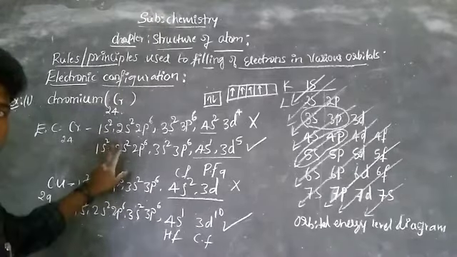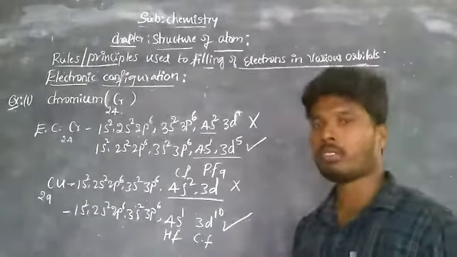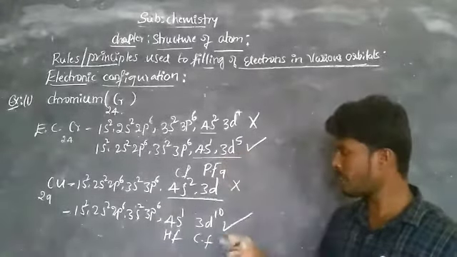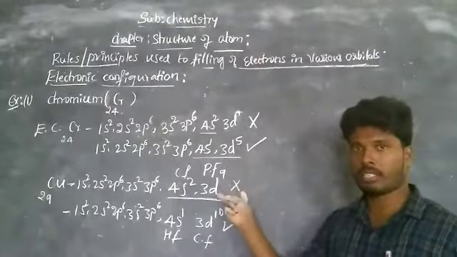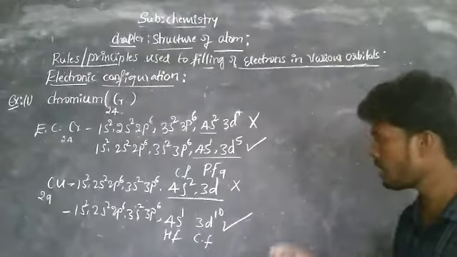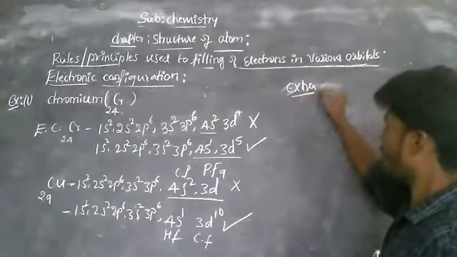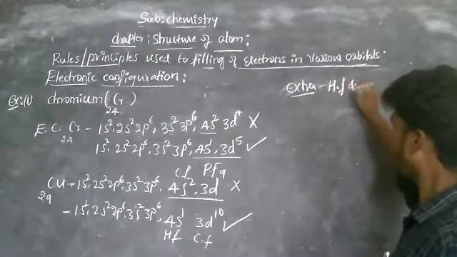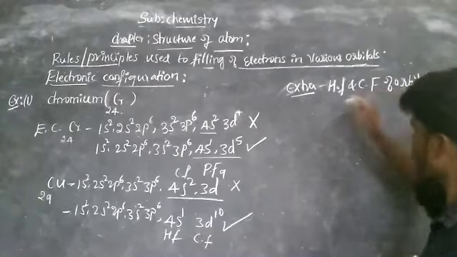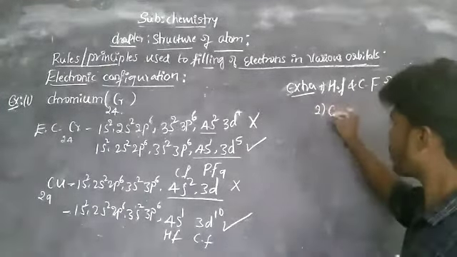This is important for the purpose of examination. Definitely they will ask one of these two to write the electronic configuration. So for chromium and copper we write the electronic configuration like that. This is due to the extra stability of half filled and completely filled orbitals. This is the first factor, extra stability, and the second one is exchange energy.